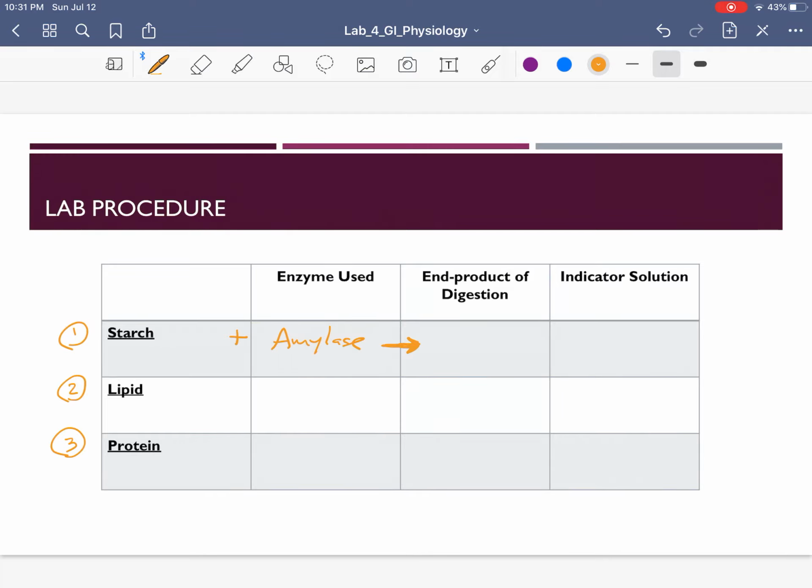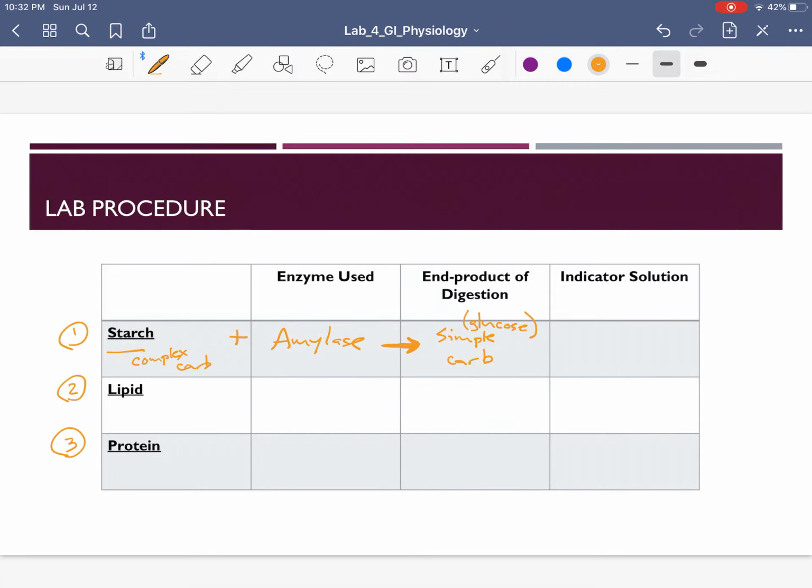Okay, so we take the nutrient, we add the enzyme, and we wait. And eventually, we're going to see what that nutrient is broken down into. Starch is a complex carbohydrate. So, of course, amylase is going to help chemically break down the complex carbohydrate into a simple carbohydrate. Remember, we start off with big nutrients and we break them down into their smallest pieces. More specifically, this is going to be glucose, the monosaccharide.